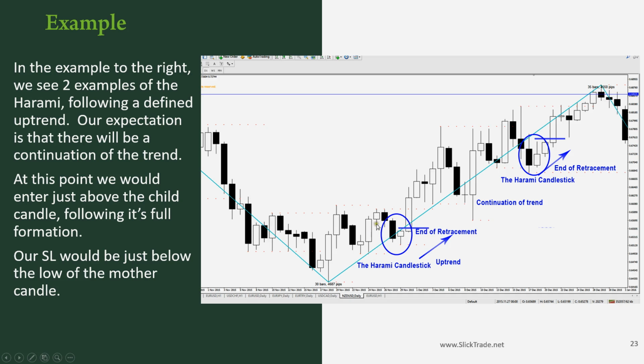So here's our uptrend. Right here, we retrace down, and here's the mother, and here's the child. The body is fully within the body of the mother. We would enter slightly above, and as you can see, we have our continuation of the trend here. We also have another one that's set up. Here's our retracement down. Here's the mother. Here's the child. The child's body is fully within the mother's body, and you would enter slightly above there, or above the child. And right here, we have our continuation of the trend.